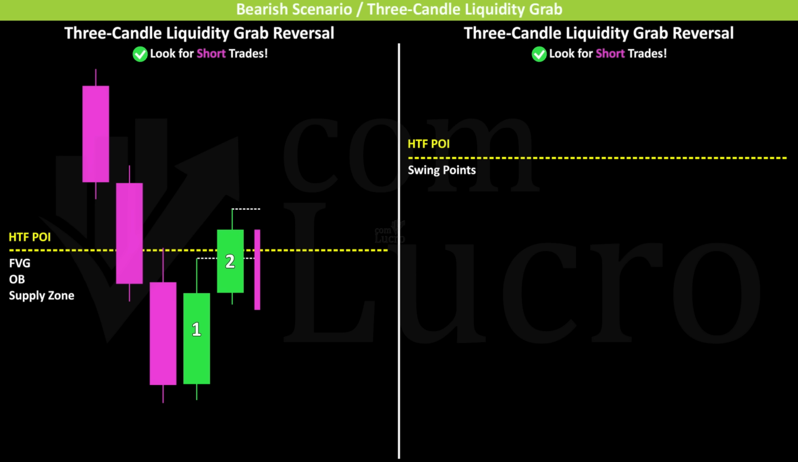This occurs when candle 3 does not take out the high of candle 2, but instead closes below the bottom of candle 2's body. In this bearish example, candle 3 respects the high of candle 2, while closing strongly below its body, effectively engulfing it. This suggests that buyers are losing control, while sellers are beginning to regain momentum. When that happens, I can begin expecting candle 4 to continue trading lower and potentially resume the higher time frame bearish trend. This is what creates the bearish three-candle liquidity grab reversal.